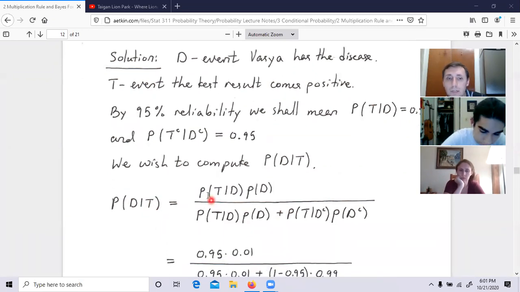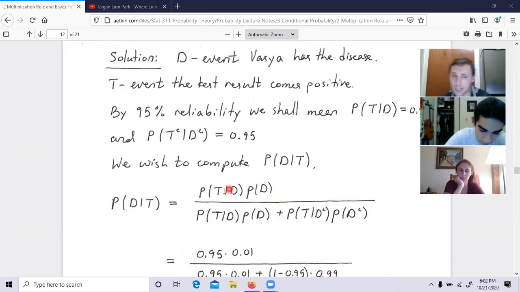So we can write it like this. We can say test is positive given disease. You see, I did it very fast. I skipped a step. You understand what the step is? I just write disease intersect test positive divided by probability test positive.